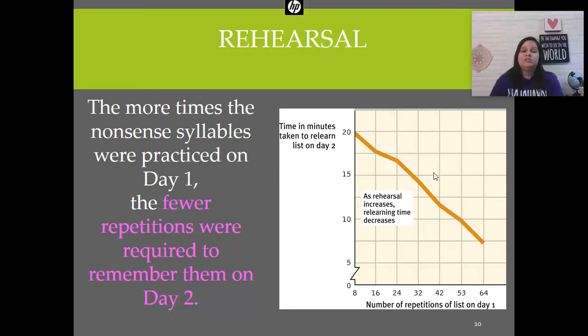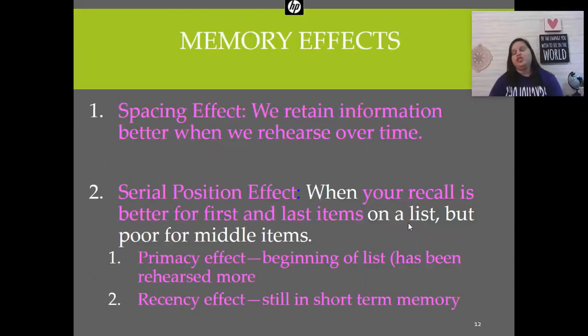that the more times he studied the nonsense syllables on day 1, the fewer repetitions were required to remember them on day 2. So basically, if you study it the first time, the second time when you rehearse them, you don't have to study it as long. And he shows that here with the number of repetitions of the list on day 1 versus day 2.